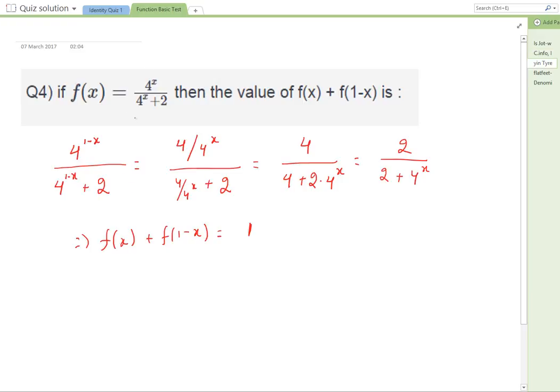Here we have been given the value of f(x), and we have to calculate the value of f(x) plus f(1 minus x). So let's calculate f(1 minus x) first. So this is the calculation of f(1 minus x), and we have just substituted 1 minus x in place of x. And when you simplify, you will get 2 by (2 plus 4 to the power x). So from here, you can see that when you add f(x) plus f(1 minus x), the answer would be 1.